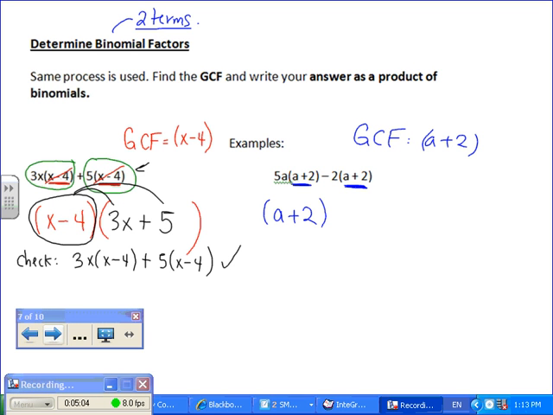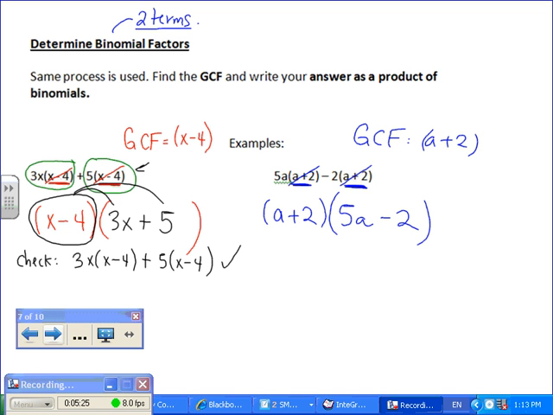Well, that a plus 2 was being multiplied by 5a. So if I factor that out, it leaves me with just 5a. And if I bring the a plus 2 out, it leaves me with minus 2 for my second term. So there's my final answer.